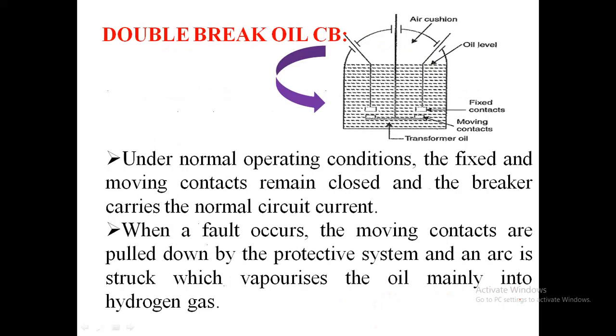The next one is the double break oil circuit breaker. There are two fixed contacts associated with the terminal bushings, which make contact with the moving contact during normal conditions. The lever containing the moving contact can be operated with the help of a crank. And when the contacts are separated, two arcs are drawn, two breaks in series.